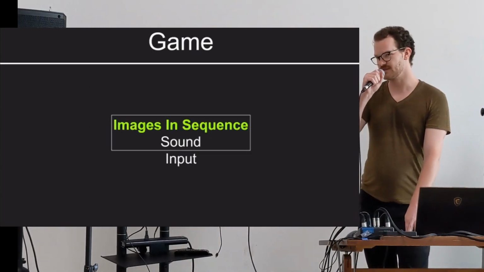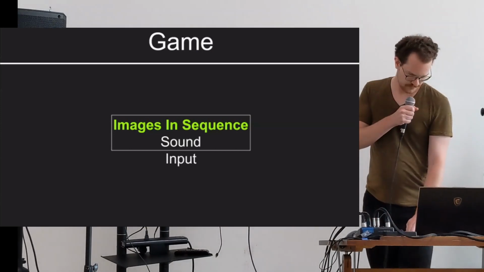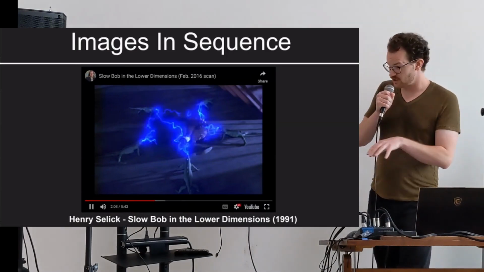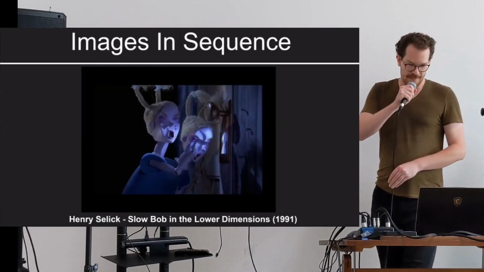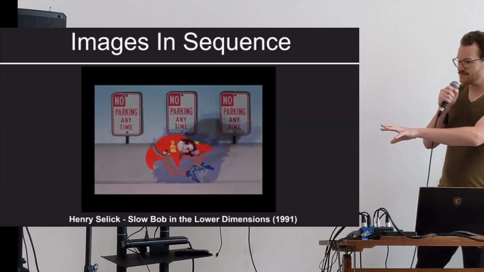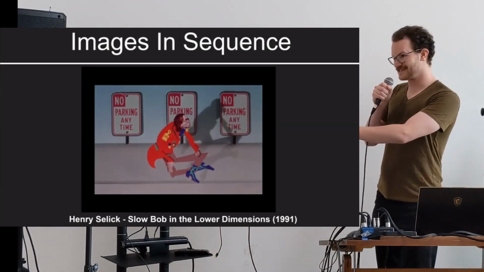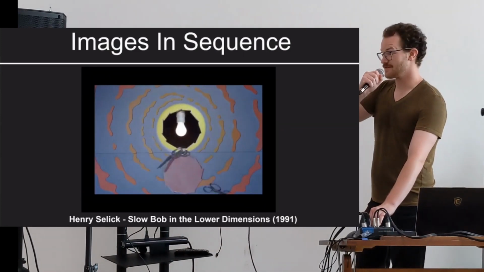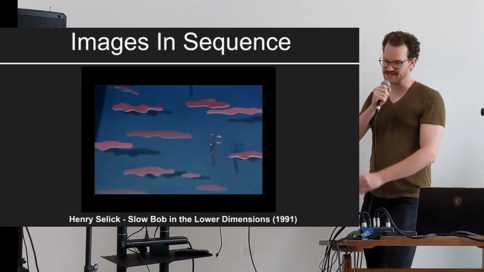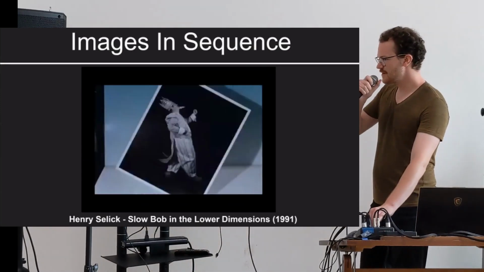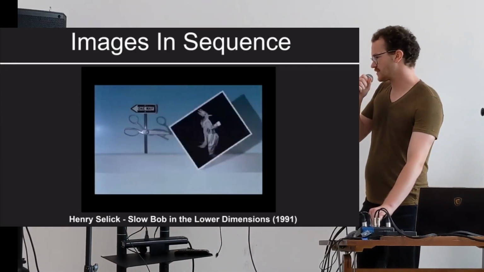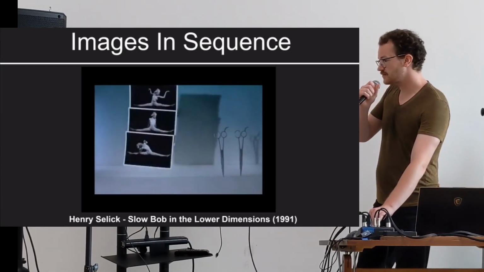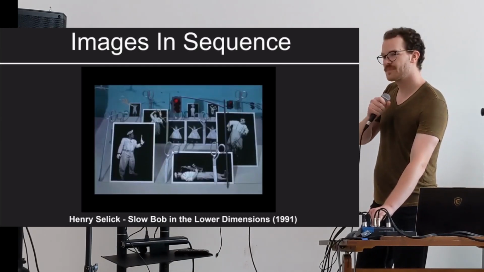So let's start with images in sequence. To illustrate what an image in sequence can be, here's Henry Selick's Slow Bob in the Lower Dimensions, which is just the ultimate mixed media flex. I was going to find examples of all the different kinds of media in here. The Kraft cheese commercial in the previous talk, also perfect example of this. But look at that. We've got photos. We've got stop motion. We've got an actual set. Earlier we had drawings on cels. We had claymation. There's a lot going on.